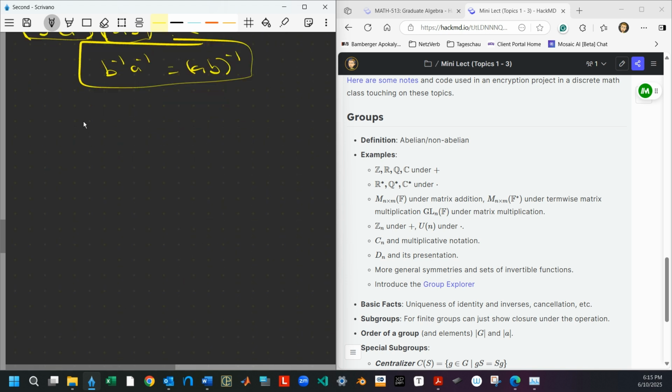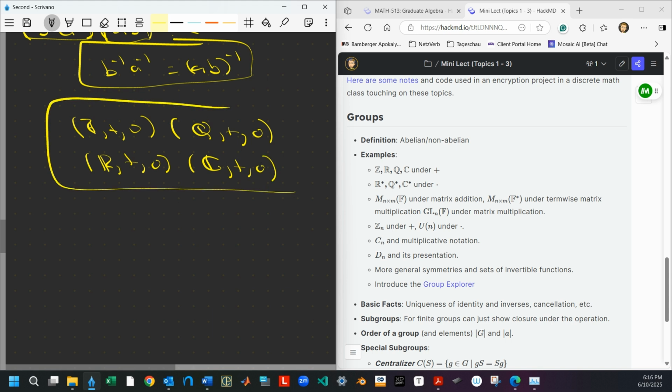So obvious examples of groups are Z with plus and zero, right? Q with plus and zero, R, all sorts of number systems, with plus and zero, complex with plus and zero. Okay, lots of these things, right? So these are all abelian groups. They're all commutative, right?